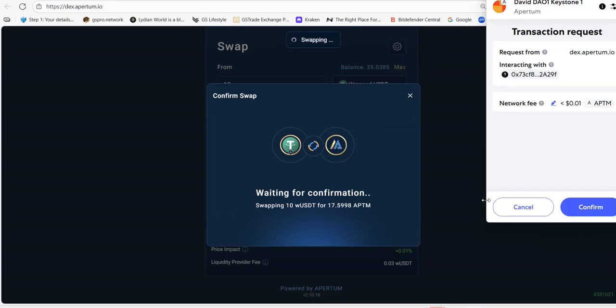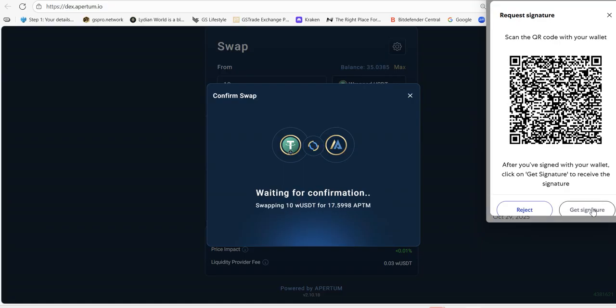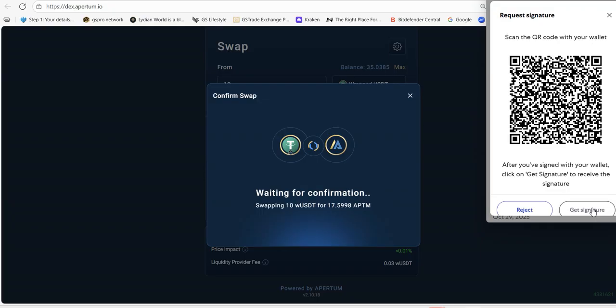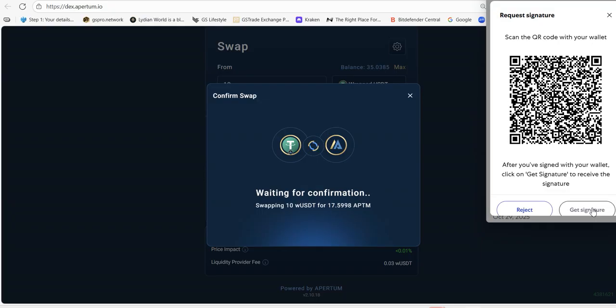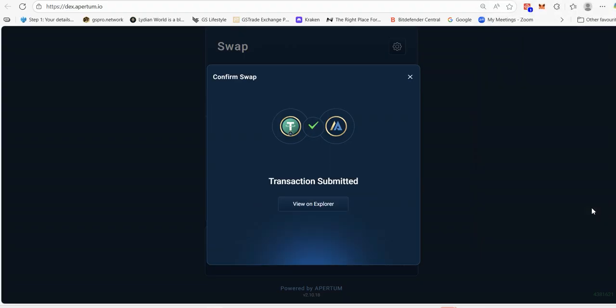I just have to do my little security Keystone device here. Give me one sec. I'm going to approve this, confirm, and then I just have to scan that QR code. It's called a Keystone. It's on my MetaMask wallet, just to protect my wallet against any bad players. So how cool is that? Now I've actually taken some Pertum off supply. I've swapped USDT for Pertum.